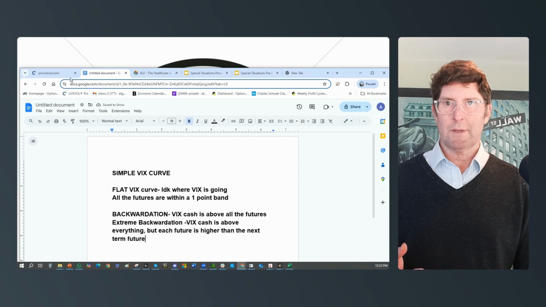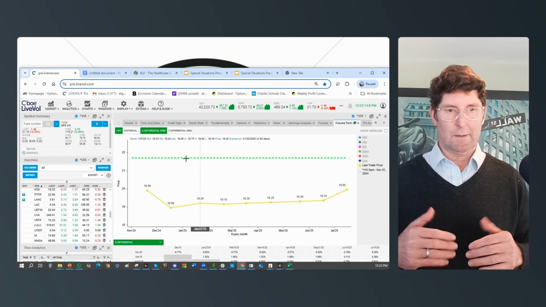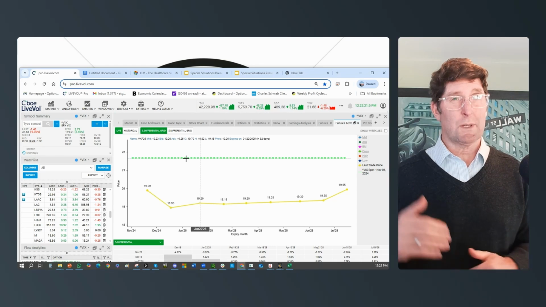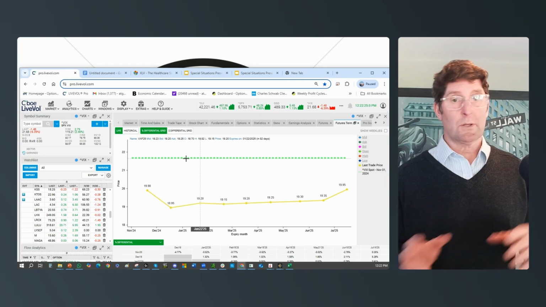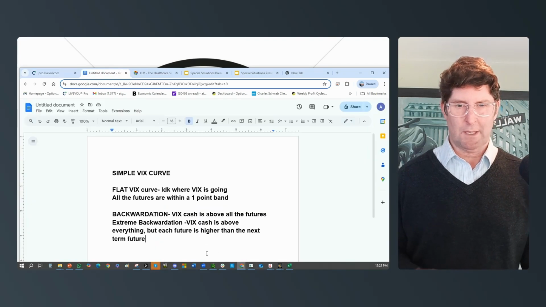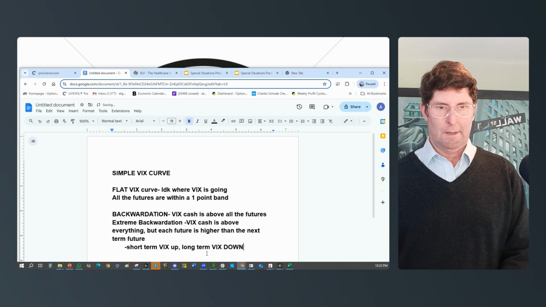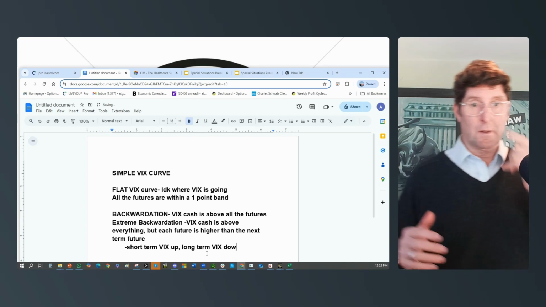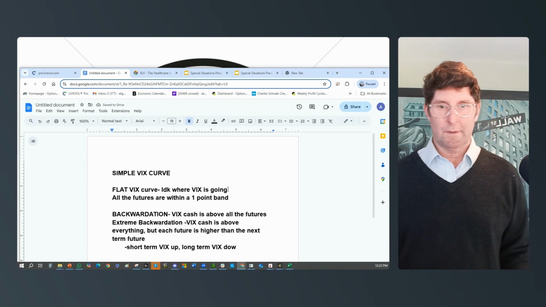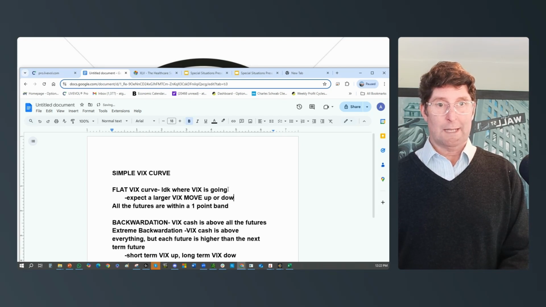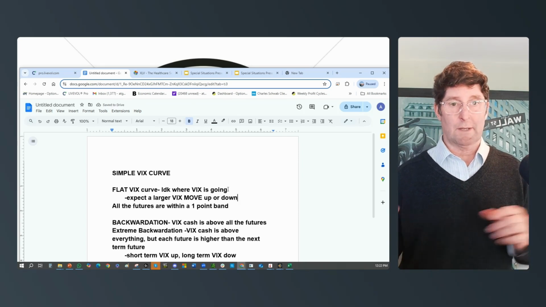So generally, when you have this, this is still the market looking for more market movement. And backwardation generally just means that, as funny as it sounds, in the short term we expect VIX to go up, but in the long term, VIX to drop. So backwardation is short term VIX up, long term VIX down. A flat curve is, again, I don't know where it's going. Just expect a large move, so expect a larger VIX move up or down. And that's usually set up by whatever the straddle is in the VIX options.